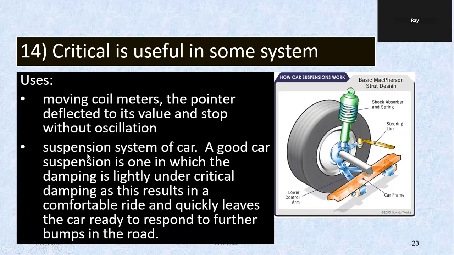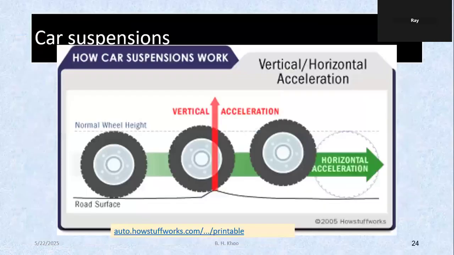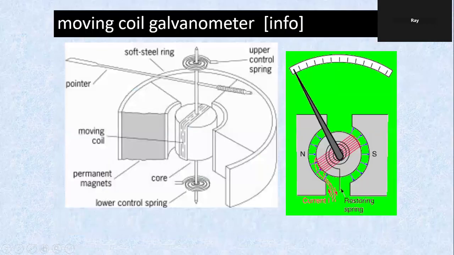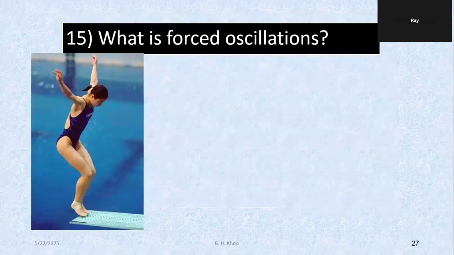Suspension of a car system. A good car suspension is one in which damping is slightly under critical damping. The result is a comfortable ride, and it quickly leaves the car ready to respond to further bumps in the road. Okay? Not like the old cars during the 60s, where you pass a bump and it goes up and down, a bit uncomfortable. Modern cars, you go over a bump, it doesn't oscillate. That's why you feel more comfortable. That's a picture showing you. Just remember car suspension, good enough. There's a car suspension. There's your moving coil galvanometer. Just treat it as info. No need to bother so much.